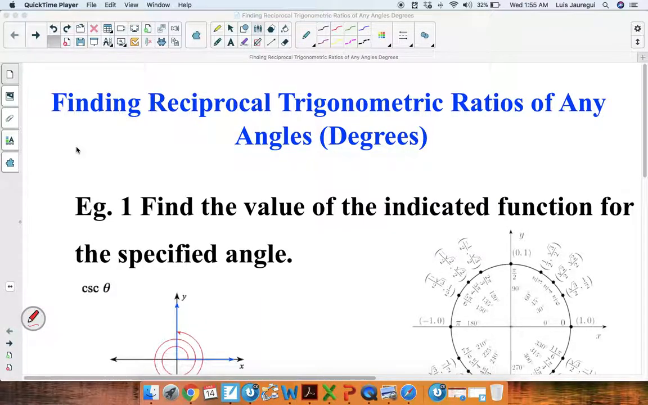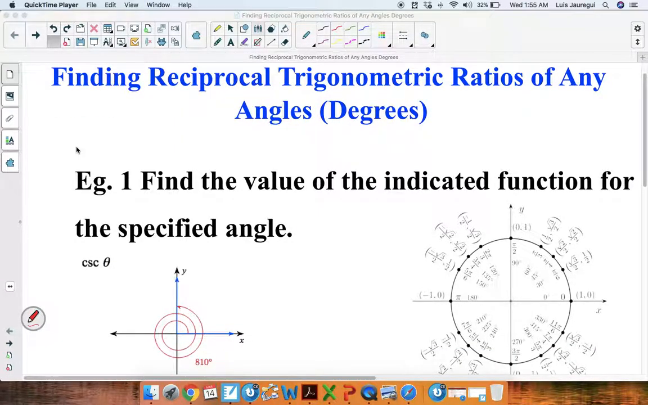Welcome. In this particular video, we'll be finding reciprocal trigonometric ratios of any angles using degrees. Let's take a look at example 1.